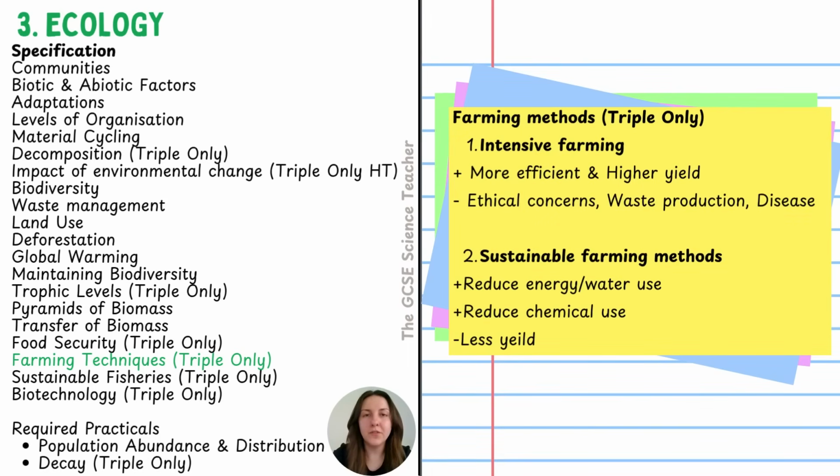There are two main types of farming methods, the first being intensive farming. They are more efficient because there is a higher yield of organisms produced. However, there are ethical concerns, waste production concerns and disease concerns. Another method of farming is sustainable farming methods, which reduce energy and water use. They reduce chemical use. However, there is a lower yield.